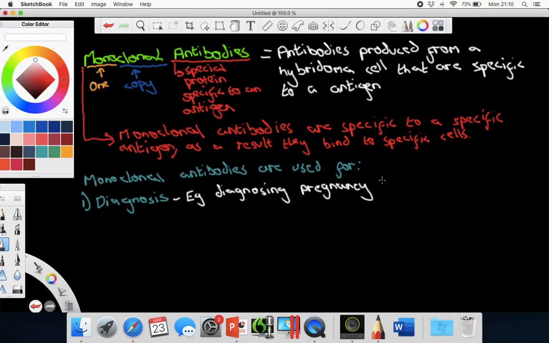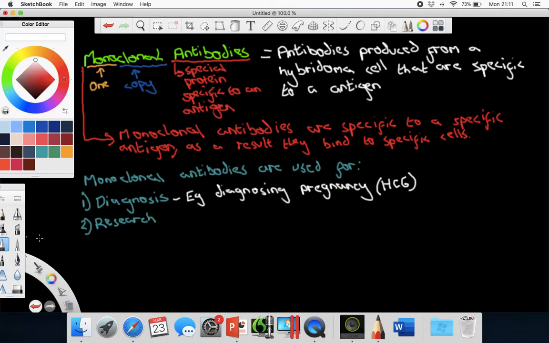And we can say that, put, for example, in brackets, a molecule known as HCG. You may wish to look into that a little bit more. Another use we have for monoclonal antibodies is we use them in research. So number two, we can put research.